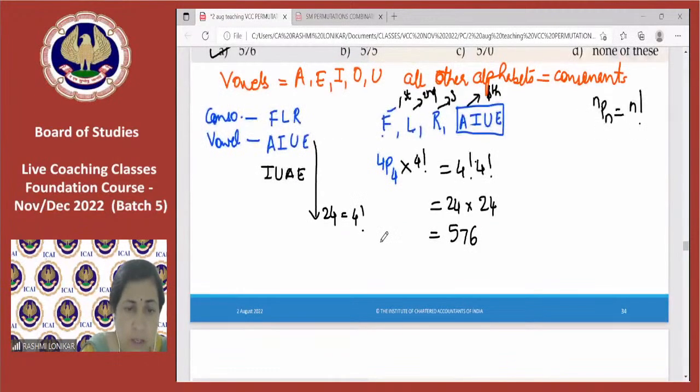Harnoor, because there are 4 vowels here, that is why we are multiplying by this 4. Okay, how many vowels are there here? 1, 2, 3, 4. These are the vowels in the word failure. So we are using 4 factorial. That is why we are multiplying. This 4 factorial is because there are 4 vowels in the word failure.